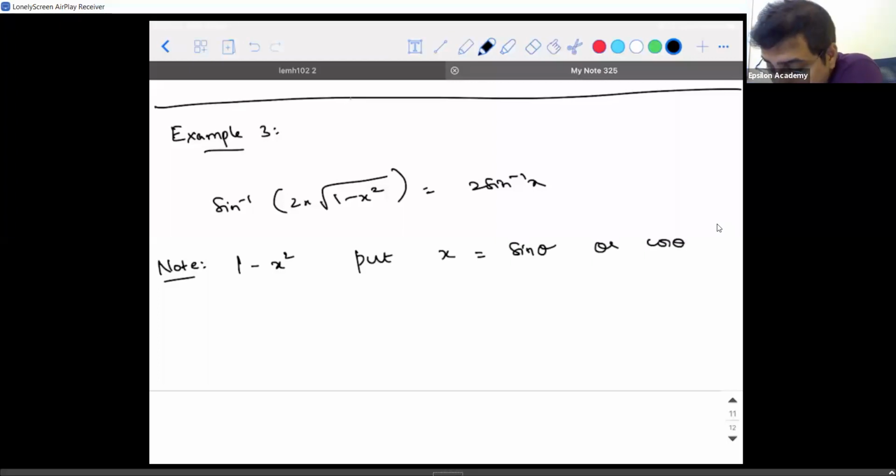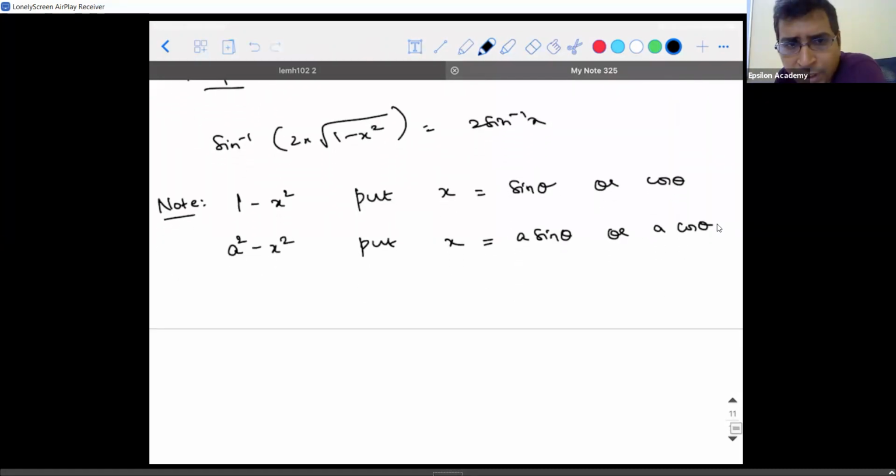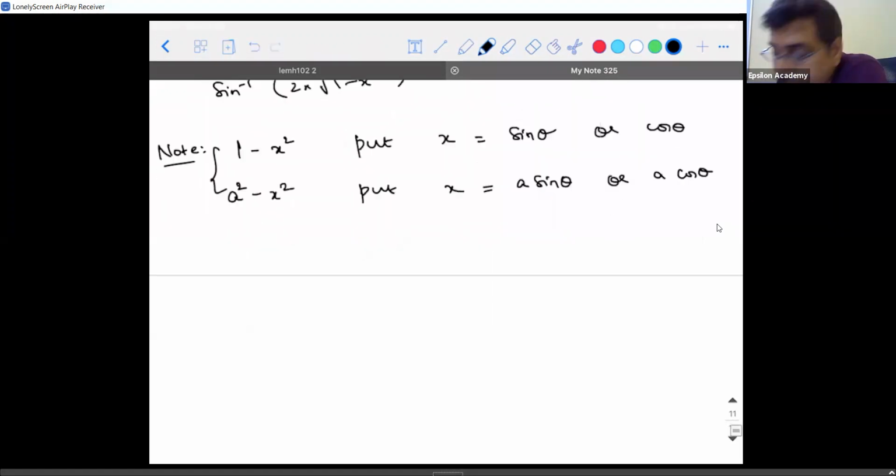Sometimes you will find a square minus x square. Then you will put x is equal to a sin theta or a cos theta. So this is the first thing. Can someone tell me what is the logic behind it? Because 1 minus x square means it is of the form 1 minus sin square theta, 1 minus cos square theta. That is the logic.